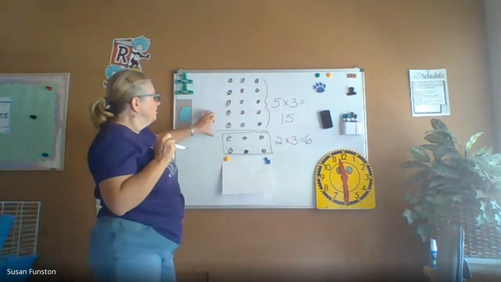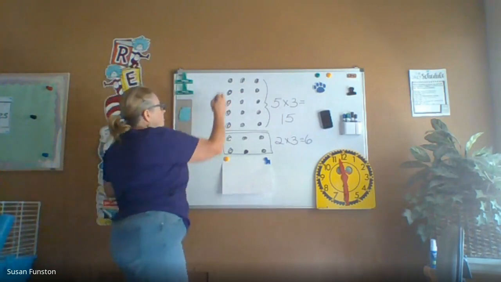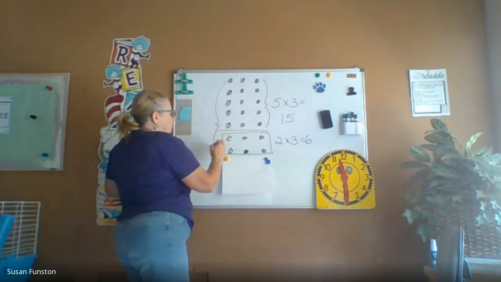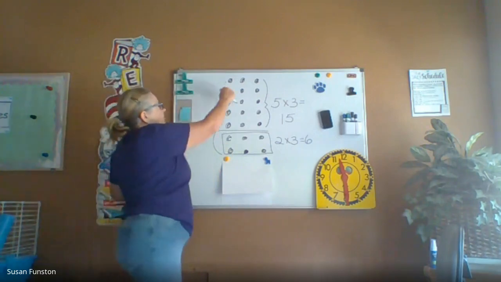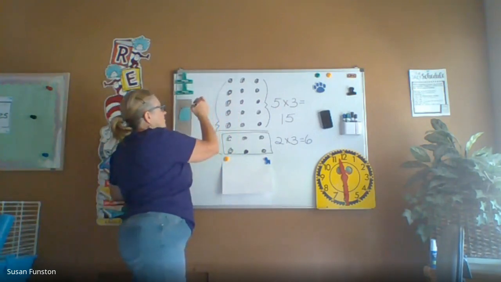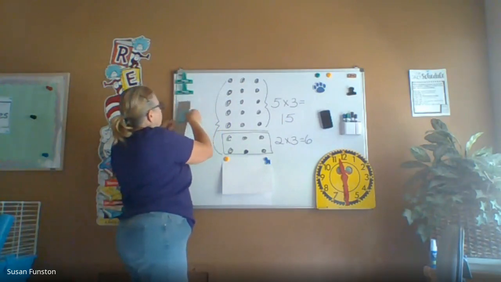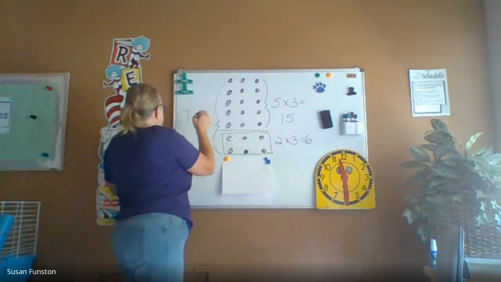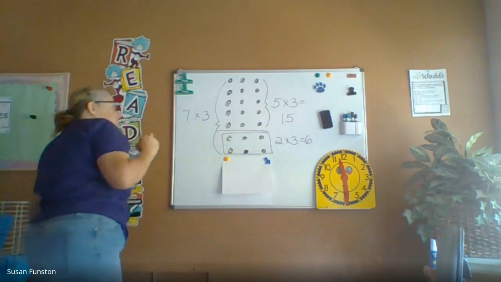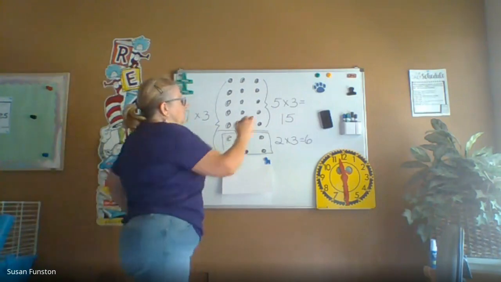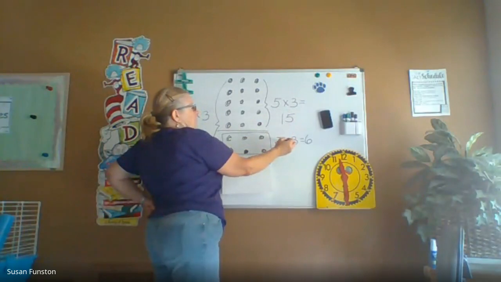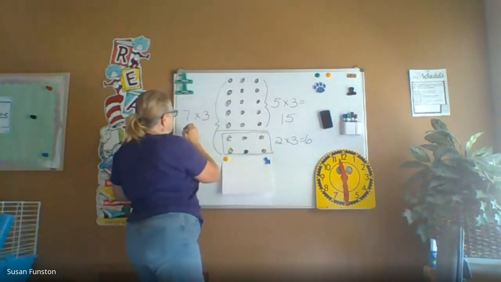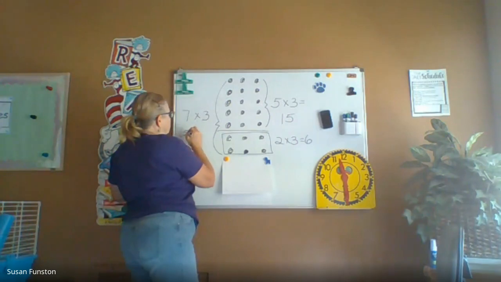So now I can use this to find out, what if I want to know just this part of my array? So I have 1, 2, 3, 4, 5, 6, 7. 7 rows of 3. Now let's take a look at what we have over here. We said 5 times 3 and 2 times 3. So 7 times 3 would be the same as 5 times 3 plus 2 times 3.